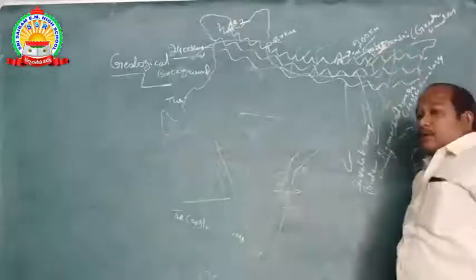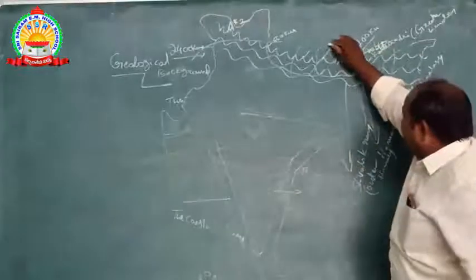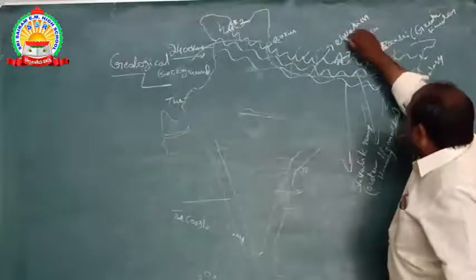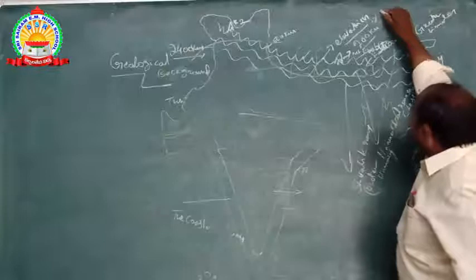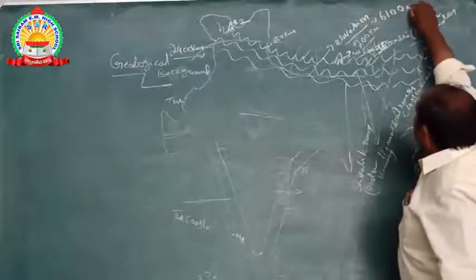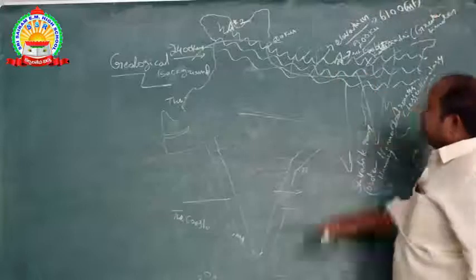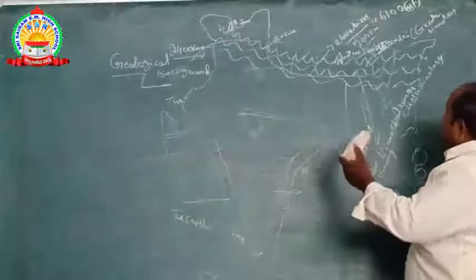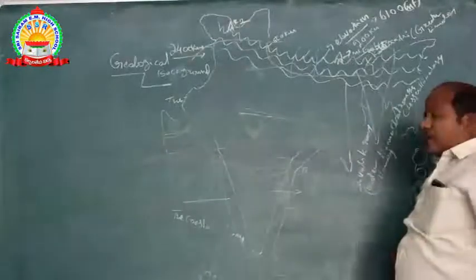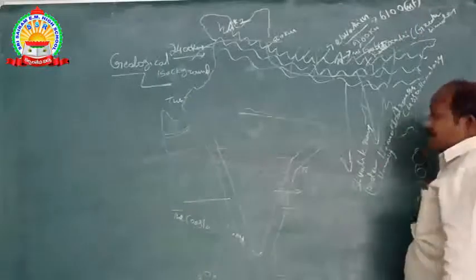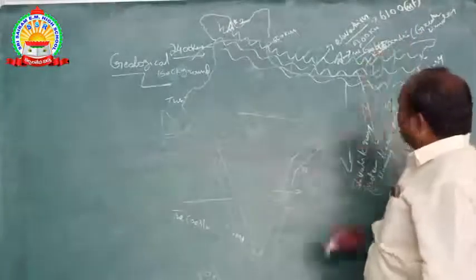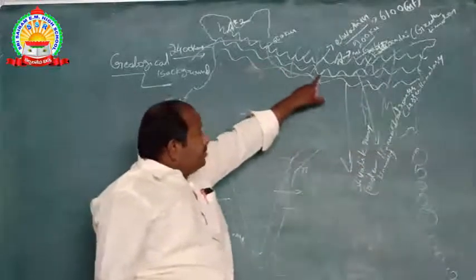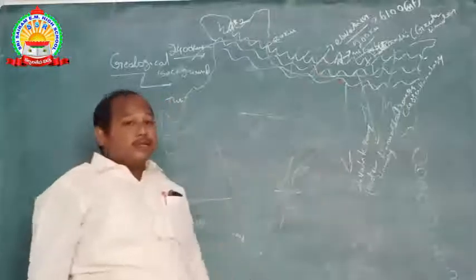So there are highest peaks there, and the average elevation, elevation means height, is 6,100 meters. Some peaks are higher than 6,100 meters. Average elevation 6,100 meters. Let us discuss another one. South of the Himadri ranges, it is called Himachal ranges.